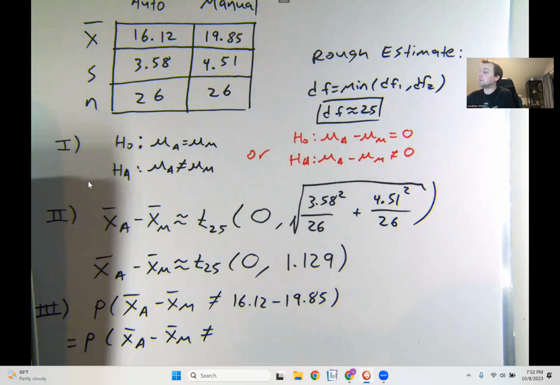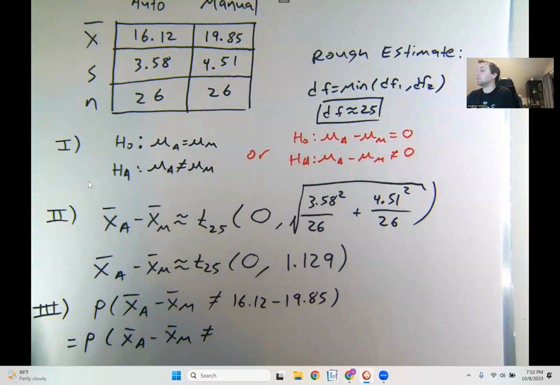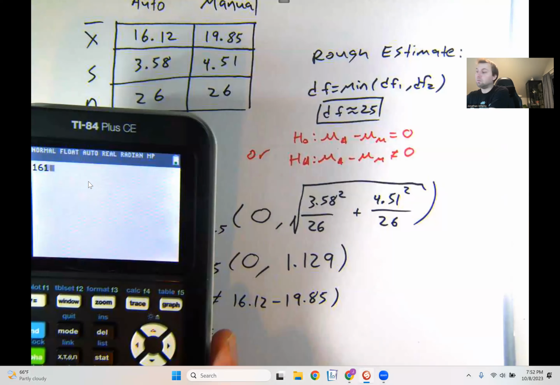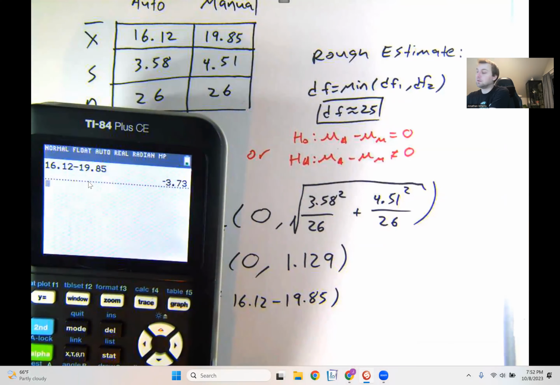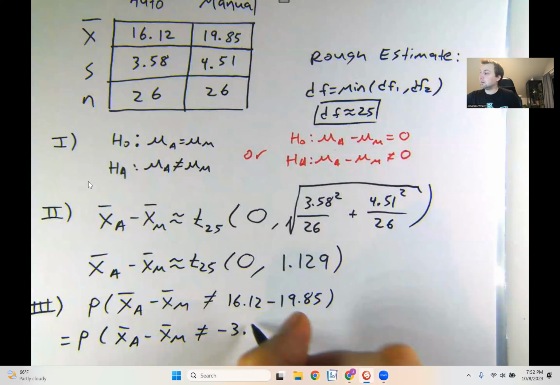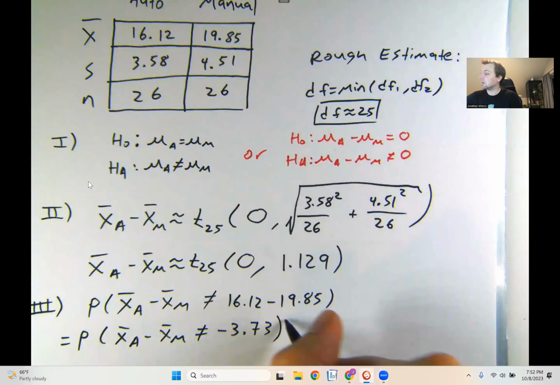I still have the center and standard deviation. So I'm going to find my t-scores the same way that I found them previously by doing value minus center over standard deviation. I've got 16.12 minus 19.85. And this gives me sample data of negative 3.73.